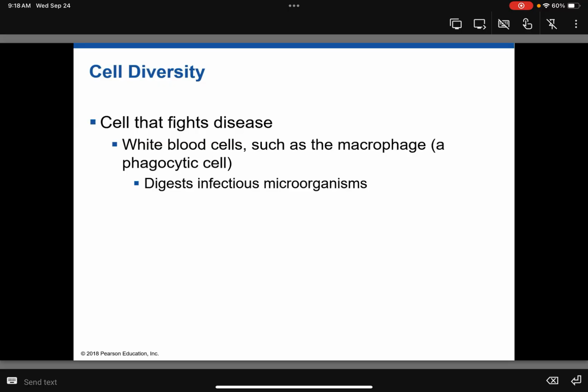Cells that fight diseases within our body, white blood cells are responsible for that a lot of times. A macrophage, which is a phagocytic cell, will digest infectious microorganisms. So our immune system works to fight off those microorganisms, bacteria, viruses, when they infect our body, form a response to that, go into overdrive, make more of those and release those so that they can take care of those dangerous microorganisms.